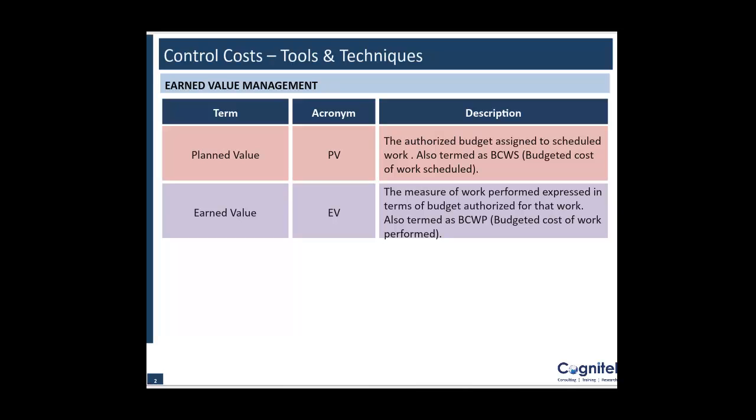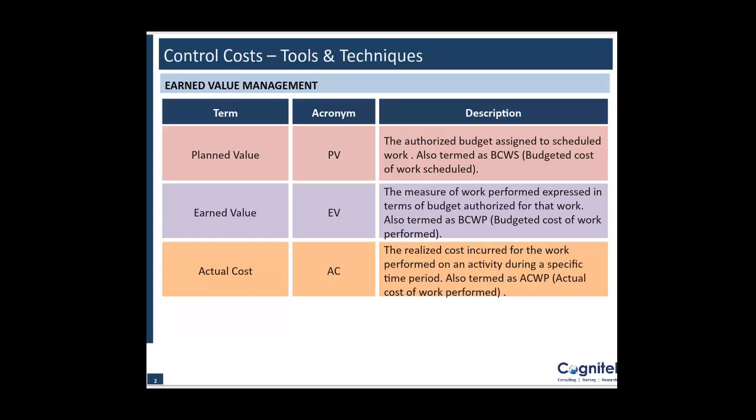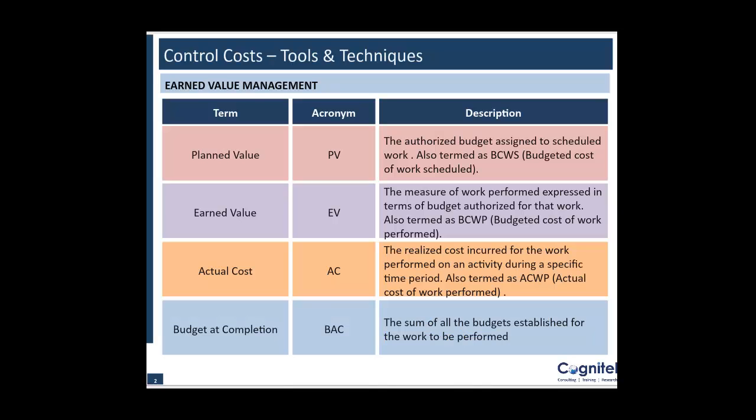Actual cost is basically the cost which you have incurred in doing this painting job, and it will be coming from the actuals. The cost which you have incurred to paint this wall is called an actual cost. Is the definition clear between planned value, earned value and actual cost to everyone? I hope it is clear to everyone.